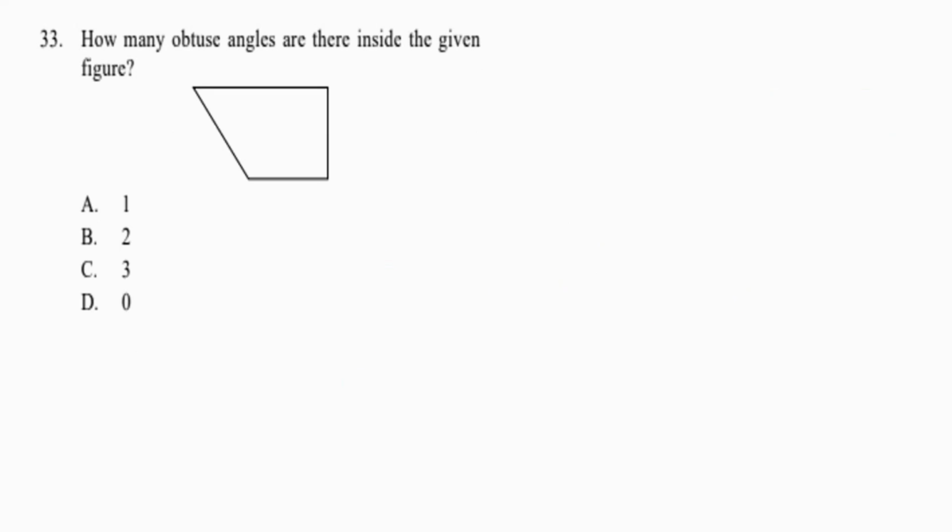Next question number 33. How many obtuse angles are here inside the given figure? This is an acute angle. This is a right angle. This is a right angle. Only this one is an obtuse angle, exceeding 90 degrees over here. So 1 is the answer.